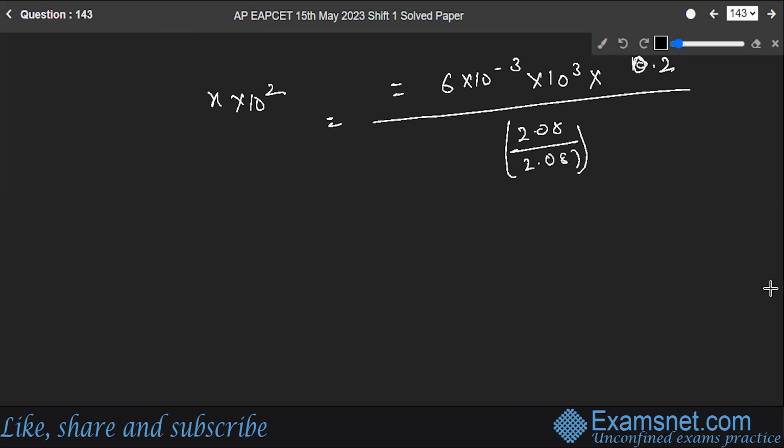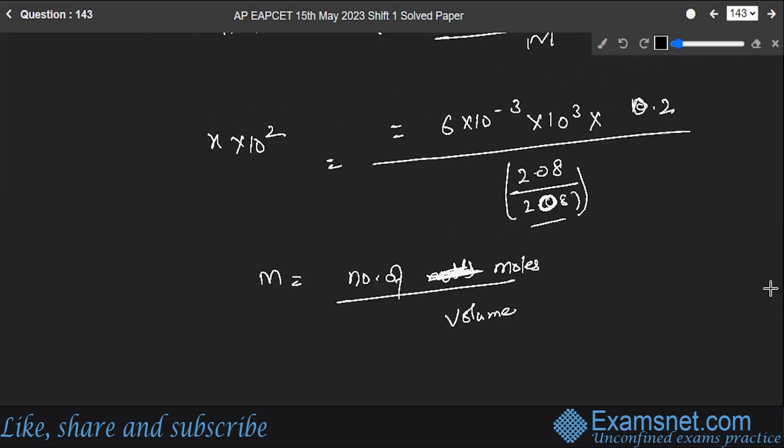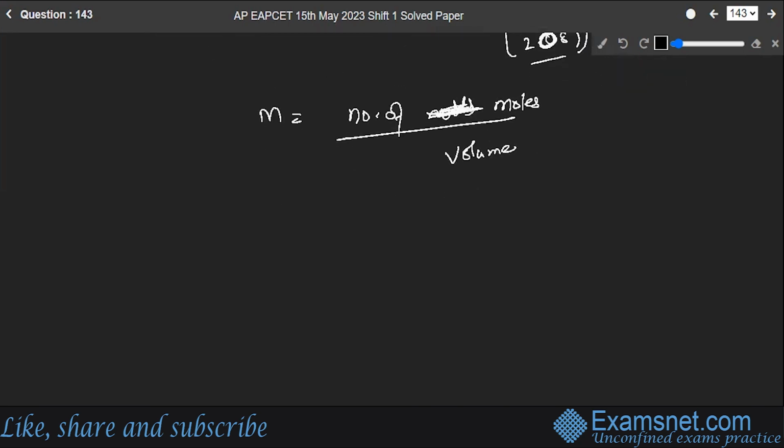Let's solve this. See, molarity is equal to number of moles upon volume. So number of moles will be given by 2.08 divided by the total molar mass, that is 208, divided by the volume, which is equal to 0.2 liters.